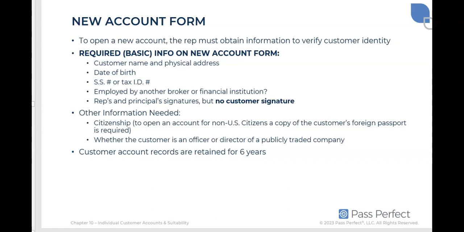We also are going to ask about their citizenship. Okay, so if they're not a U.S. citizen, we need a foreign passport, and whether the customer is also an officer, director, or 10% shareholder of a publicly traded company. Why? Because an officer, director, or 10% shareholder is defined as an insider who may be in possession of material inside information. So we have to know that because before they can start trading the stocks or securities of the company of which they're an officer or insider, we need to know about that.